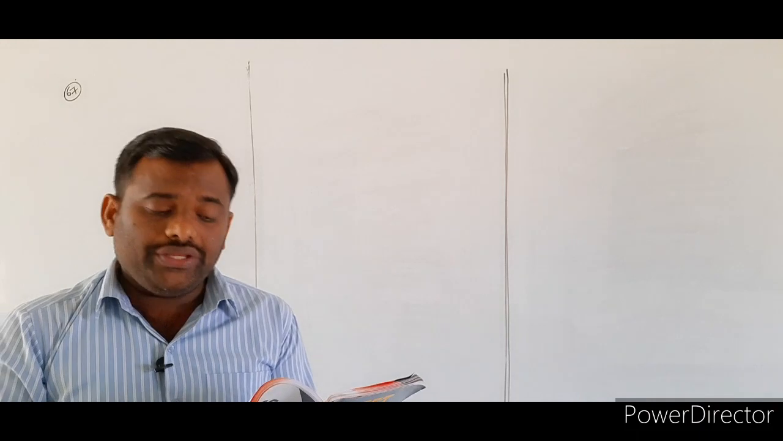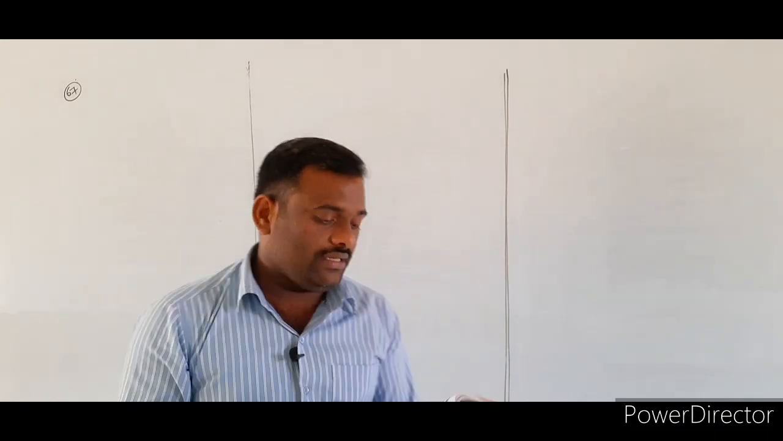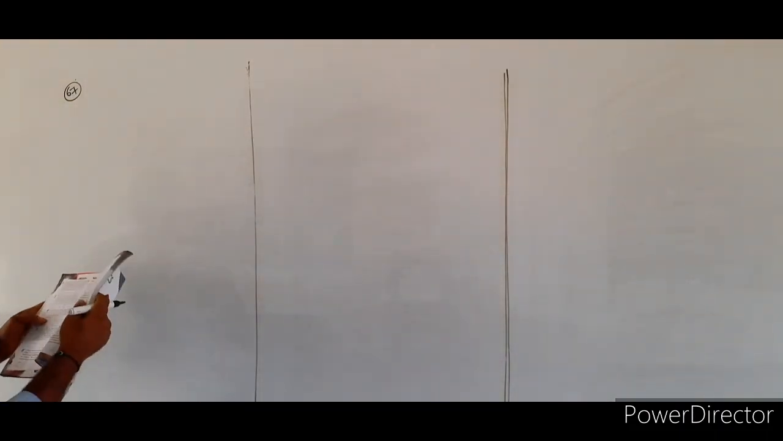Next problem, 67. A block of weight 200 Newton is pulled along a rough horizontal surface at a constant speed by a force of 100 Newton acting at an angle of 30 degrees above the horizontal. So it is also a basic concept. See here.